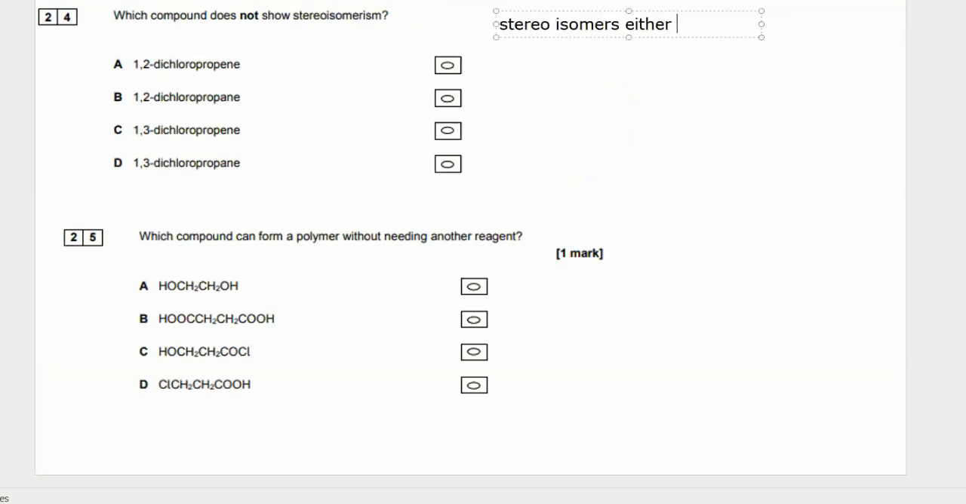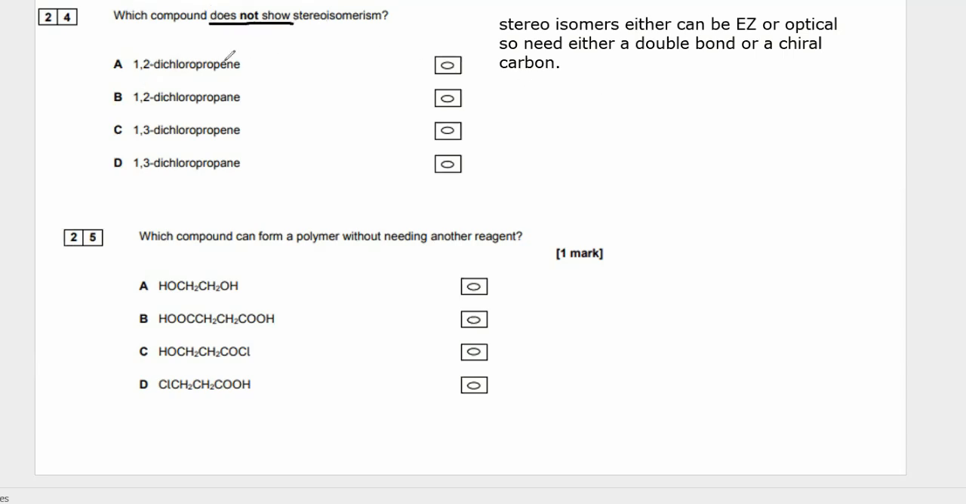Which compound does not show stereoisomerism? Stereoisomerism, obviously, we can have EZ isomerism. We can have those mirror images, enantiomers, the ones with a chiral carbon. So we're on the lookout here for: can you do EZ? Do you have different groups attached on either side of a double bond? Where you have different groups on each carbon of the double bond, that gives you EZ.